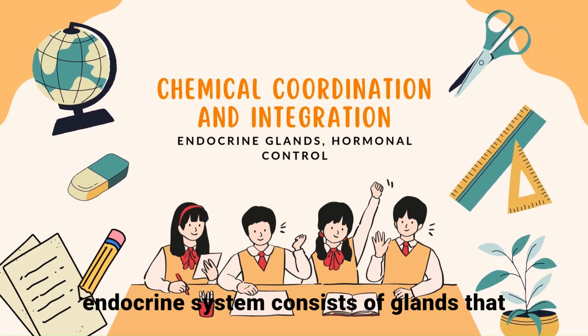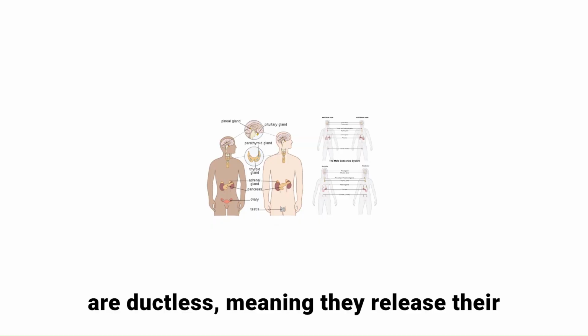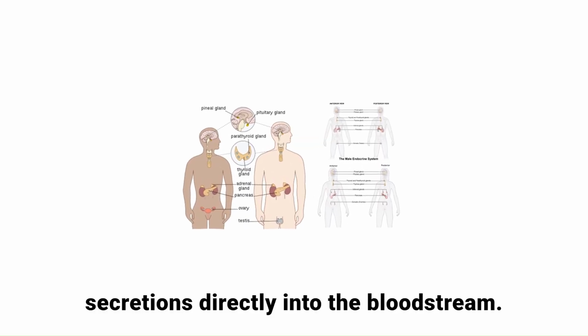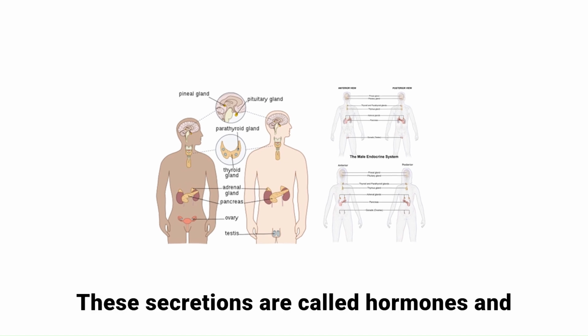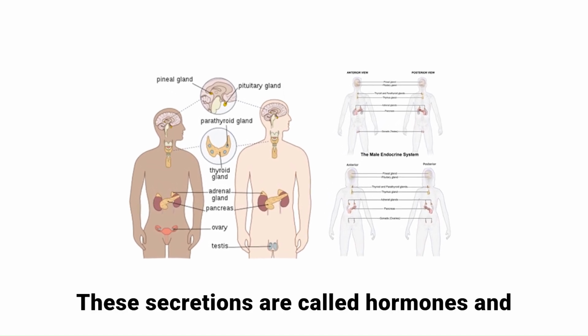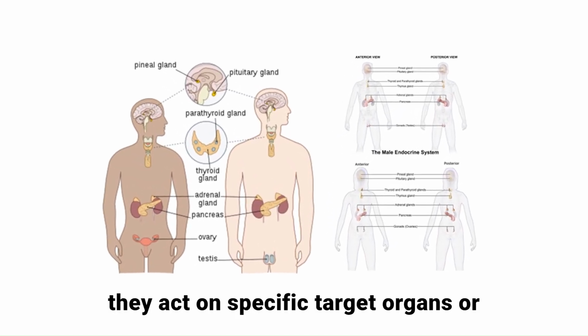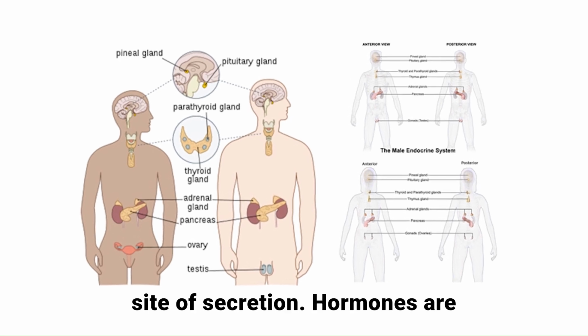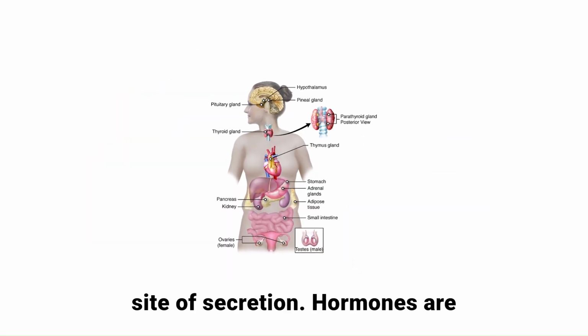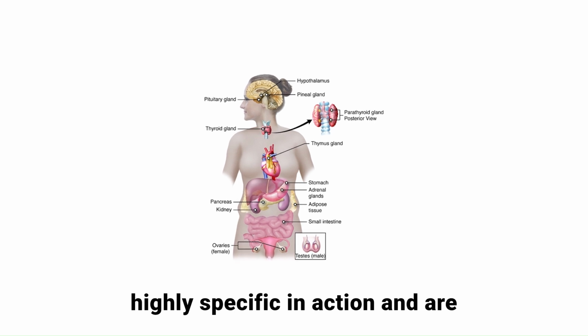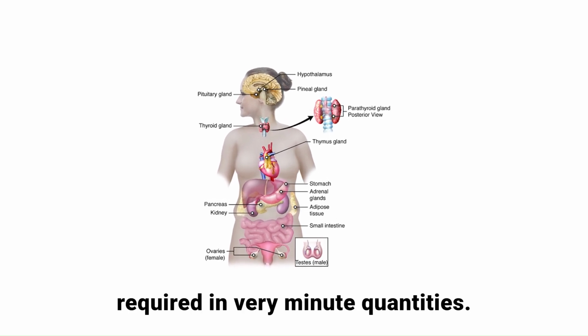The endocrine system consists of glands that are ductless, meaning they release their secretions directly into the bloodstream. These secretions are called hormones, and they act on specific target organs or tissues located at a distance from the site of secretion. Hormones are highly specific in action and are required in very minute quantities.